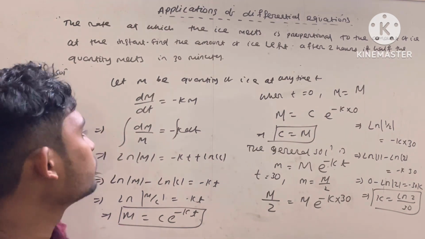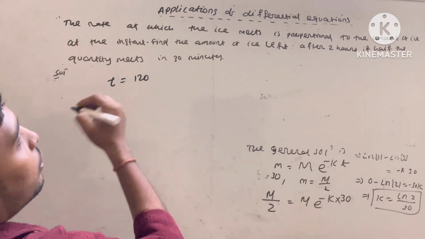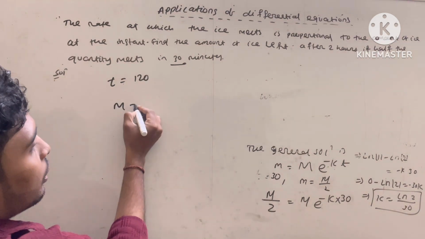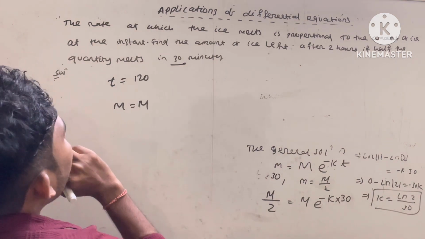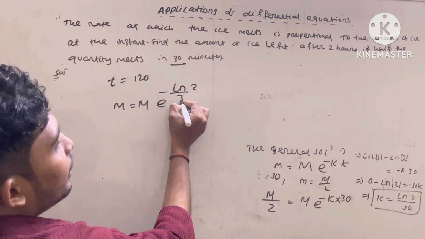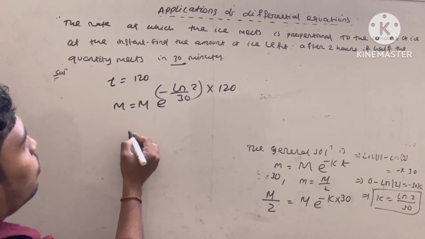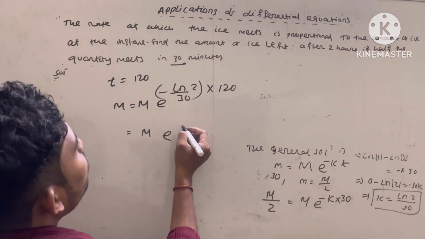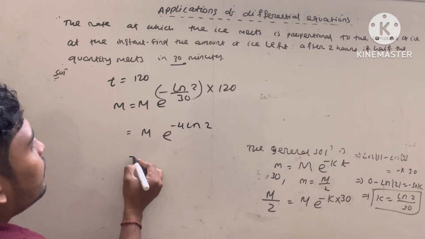Dear students, now when t is 120 minutes, you have to find the value of this mass, because the question asks for the amount of ice left after 2 hours. Our answer will be small m equals capital M into e to the power minus kt, so minus ln 2 by 30 into 120. Since 120 by 30 is 4, this is minus 4 ln 2.